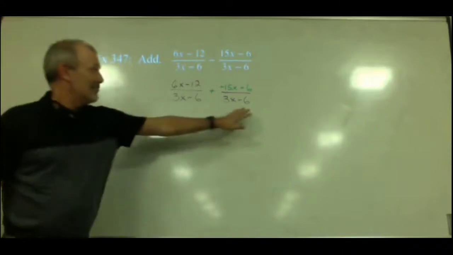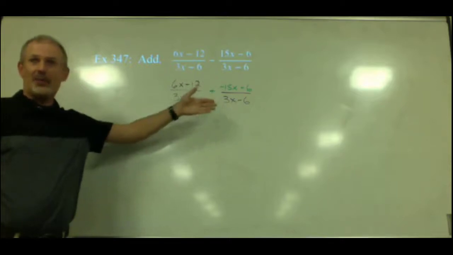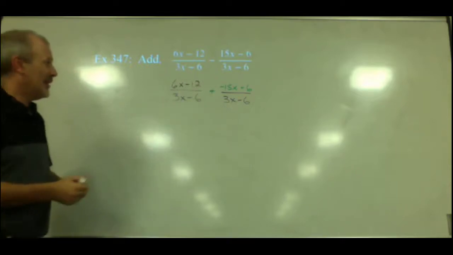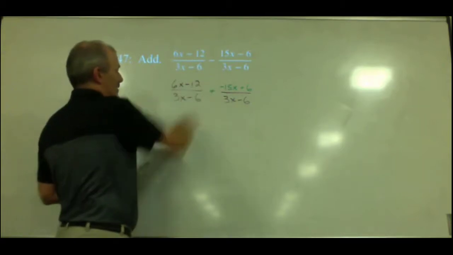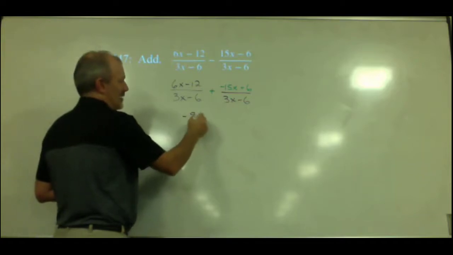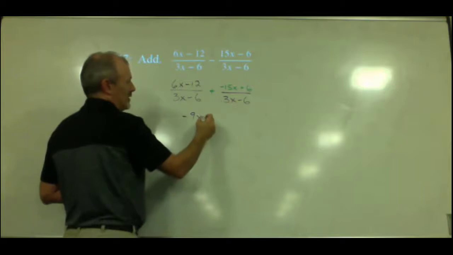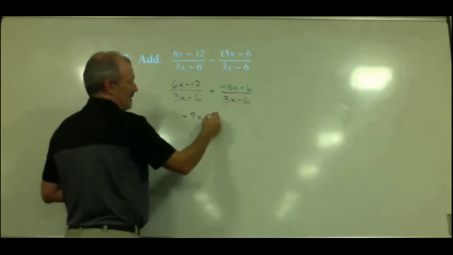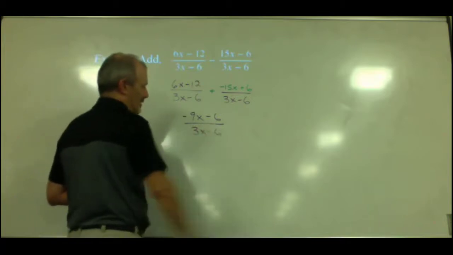And notice once again, common denominator, right? And when we add with a common denominator, we simply combine like terms. So 6x minus 15x will be what? Negative 9x. And negative 12 plus 6 will be what? Negative 6. And our denominator is 3x minus 6.